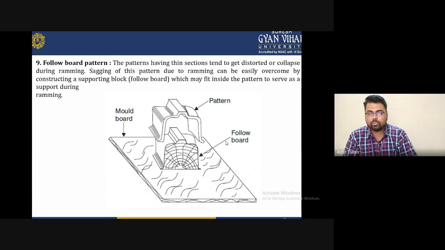Sagging of this pattern due to the ramming can be easily overcome by constructing a supporting block, the floor board, which may be inside the pattern to serve as a support during the ramming. So these types of problems are generally required for making structures like this, you can see the complex structure here. If you make this type of complex structure, and a number of copies you will fabricate, you will prefer this type of pattern, for the maximum construction of sections required likewise.